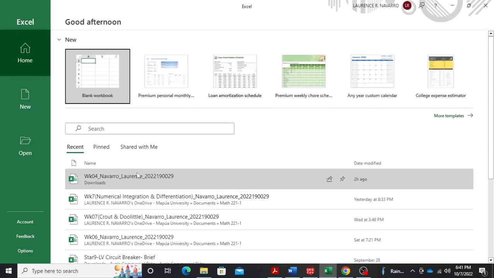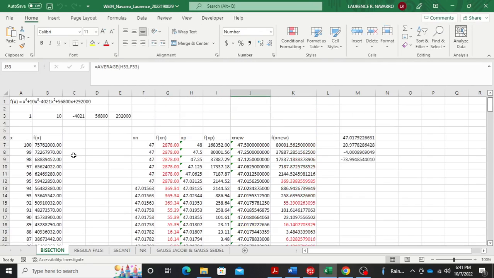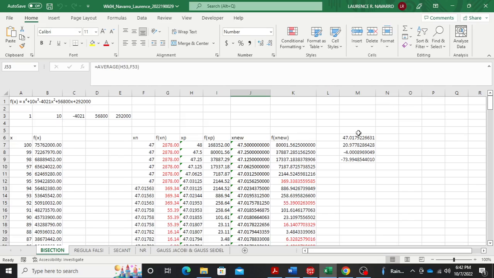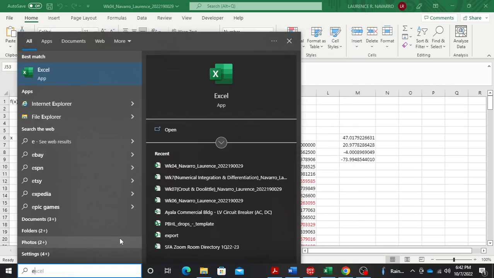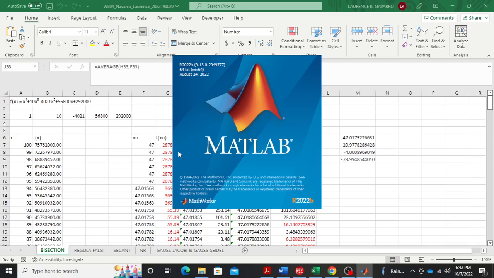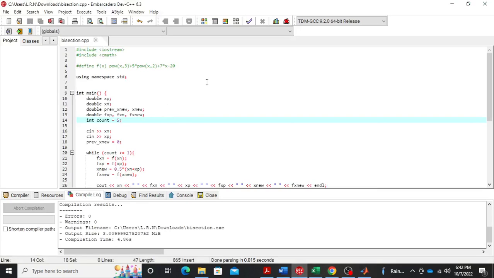Another problem we will solve using the bisection method is this one: x to the fourth plus 10x cubed minus 4021x squared plus 56,800x plus 292,000. By the way, before I solve this problem, I will use MATLAB's root extraction function to compare the answers obtained from this program.